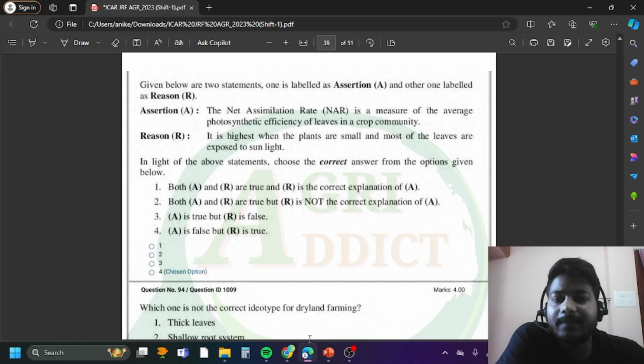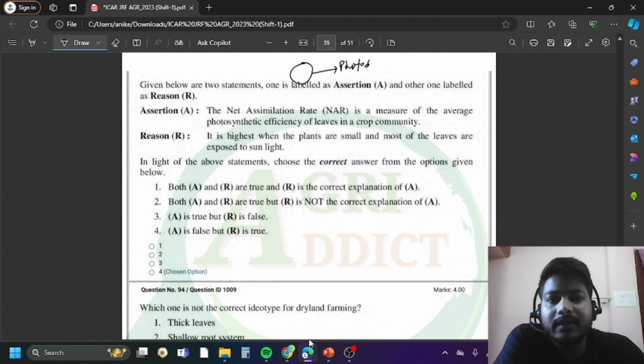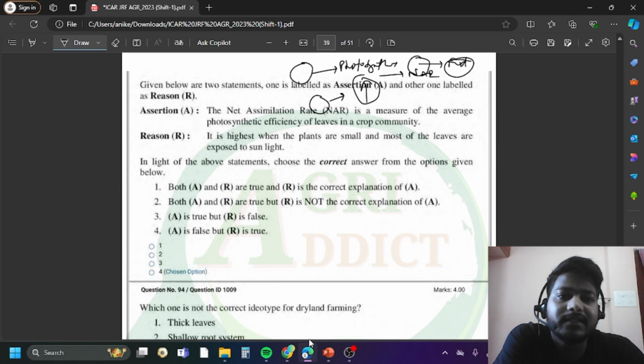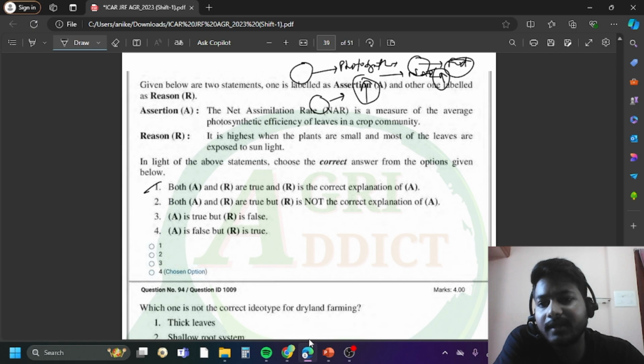Next is assertion reason type of question. In the assertion, they have given the net assimilation rate is a measure of the average photosynthetic efficiency of leaves in a crop community. Net assimilation rate means whatever food is produced by the process of photosynthesis will be assimilated in the form of food in the crop community. Yes. Reason: it is highest when the plants are small and most of the leaves are exposed to sunlight. Obviously, when all the plants are exposed to the sunlight, the photosynthesis process will increase and the NAR, that is net assimilation rate, will increase. So both A and R are true and R is the correct explanation of A. So option number 1 is correct.